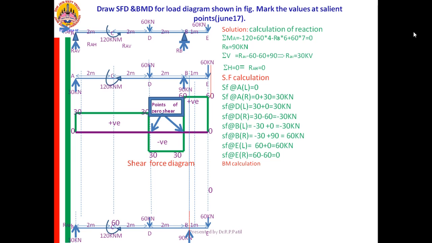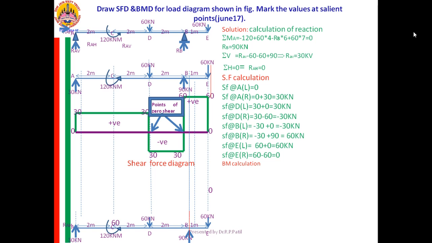Now going for BM calculation. First of all, where all we need to calculate the BM should be known to you. BM we are calculating at left and right of the couple. Wherever the couple is acting, there we need to calculate the BM at left and right of it. Next, at the point loads and at beginning and end of distributed load.